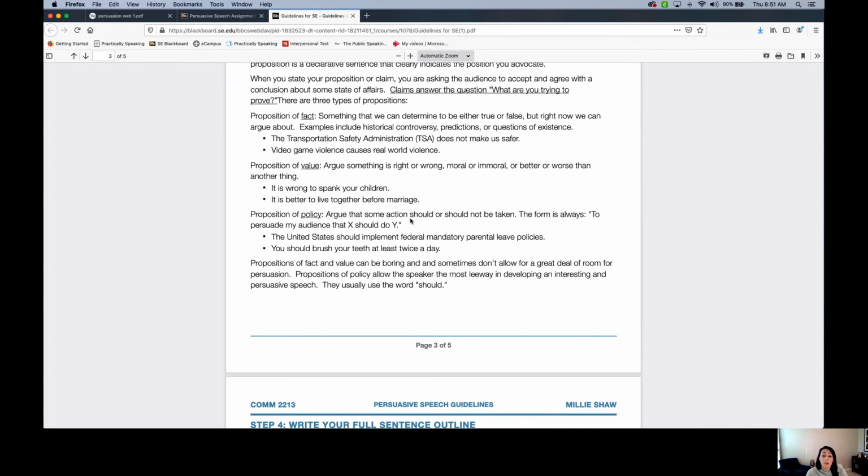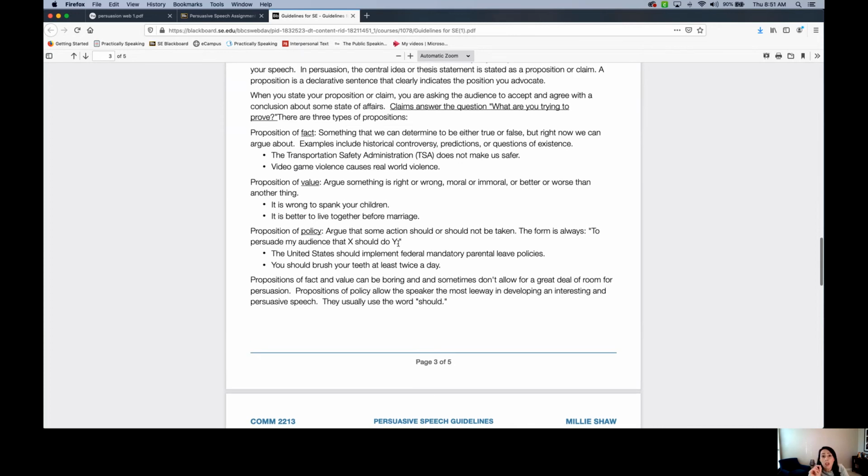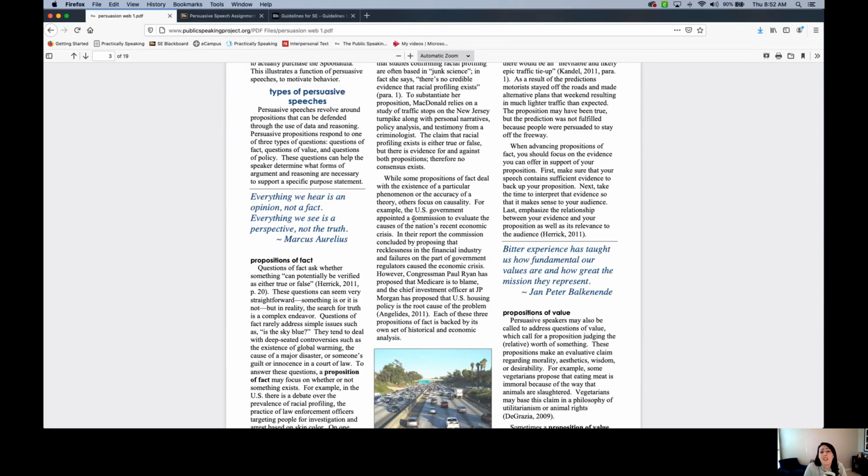And then you could have a proposition of policy. Your key word with policy is generally the word should. The word should implies that some action should be taken. So I want my speech to persuade my audience that blank should do blank. So the United States should implement federal mandatory parental leave policies, or you should brush your teeth at least twice a day.